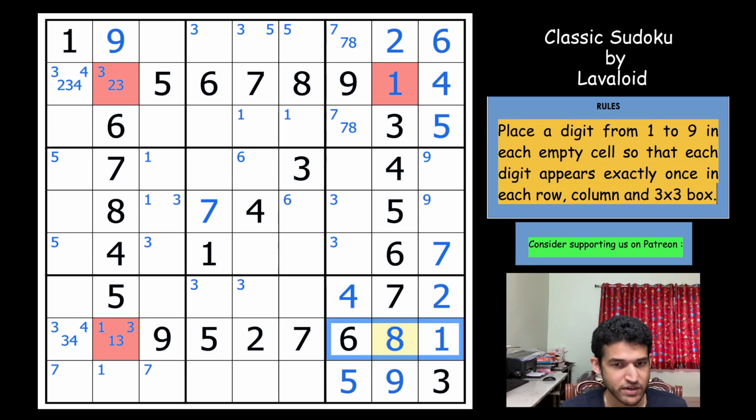Now row 8 can be filled. You have 1 here, which means this is 3 and that is 4, and which means this is not a 4, that's a 2 3 pair. Let me remove the stray markings.